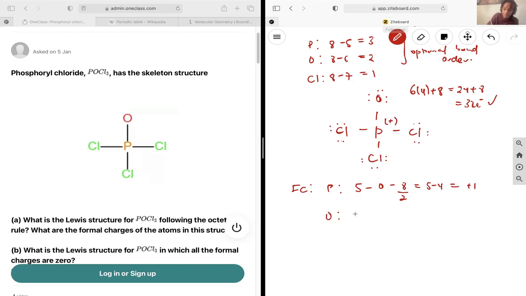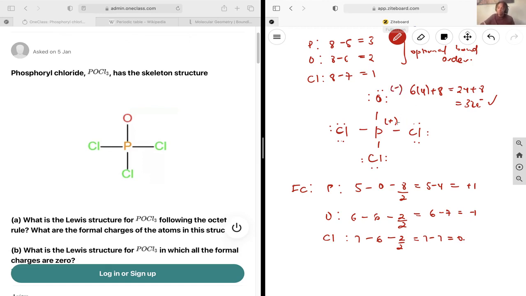Let's double check on the oxygens. We'll have 6 minus 2 over 2. It's going to give us 6 minus 7, giving us a negative 1. And now let's see the chlorine. We're going to have 7 minus 6 minus 2 over 2. That's going to give us 7 minus 7, which is 0. And so the formal charges make sense. The structure given in the question doesn't have any charges. These two charges would cancel, yielding a net charge of 0.